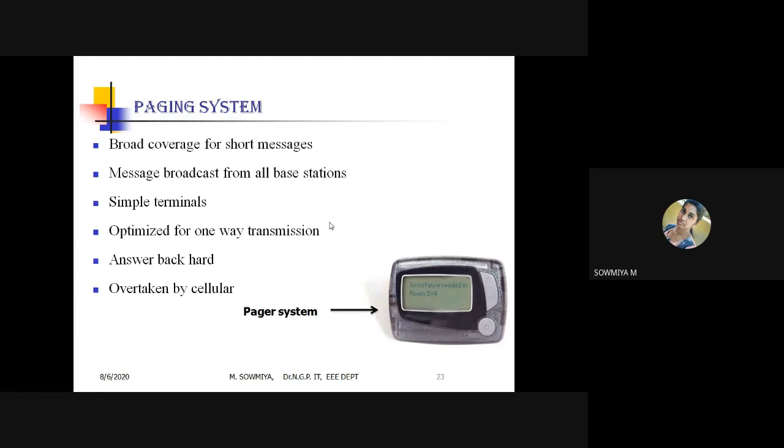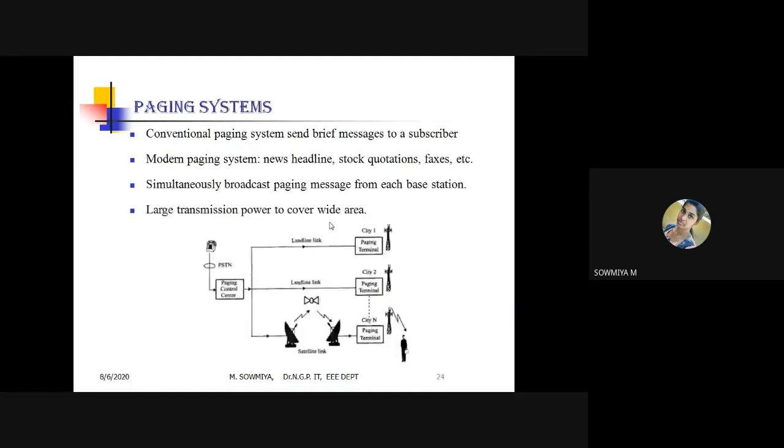One-way transmission means that one user can only send the message, and we can't text back to them. That was the case in the 1960s, but the modern pager system includes news headlines, stock quotations, faxes, etc. Pager systems vary widely in their complexity and coverage.